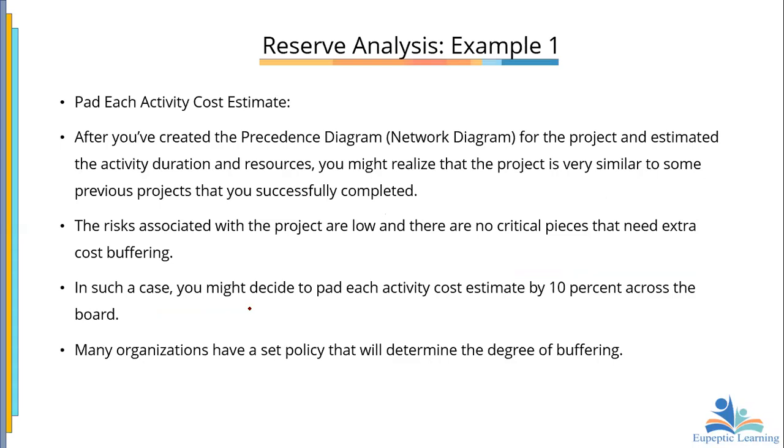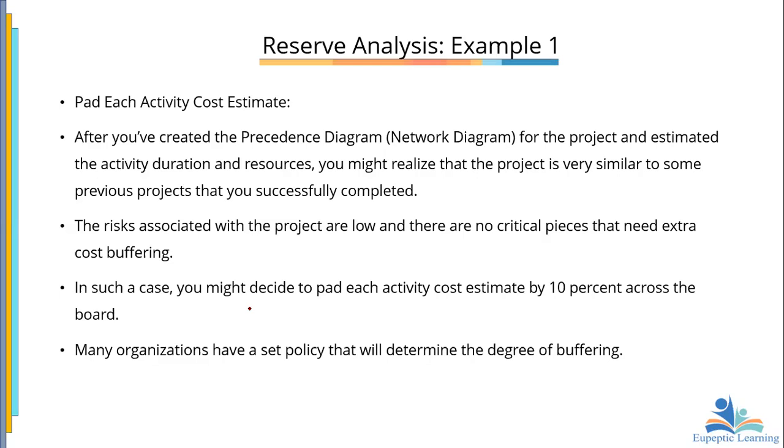Now look at it here. When we want to pad each activity cost estimate, after you've created your precedence diagram, which is the network diagram for the project, and estimated the activity duration and resources, you might realize that the project is very similar to some previous projects that you successfully completed. And so the risks associated with the project are low, and there are no critical pieces that need extra cost buffering.